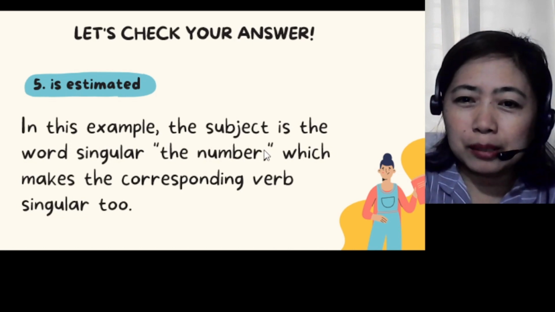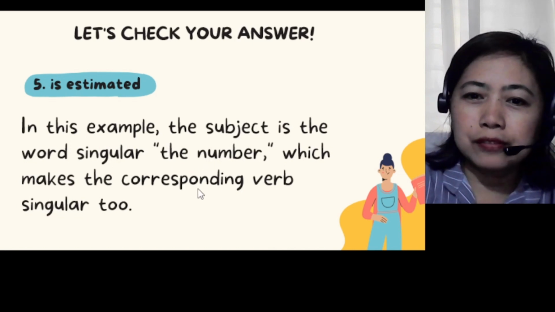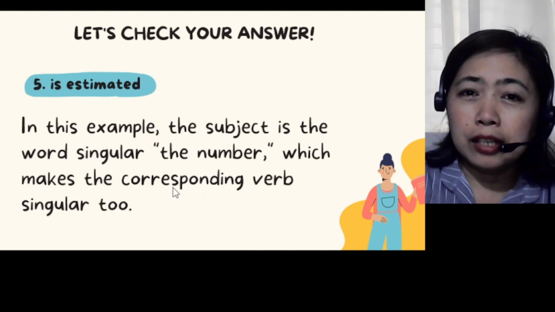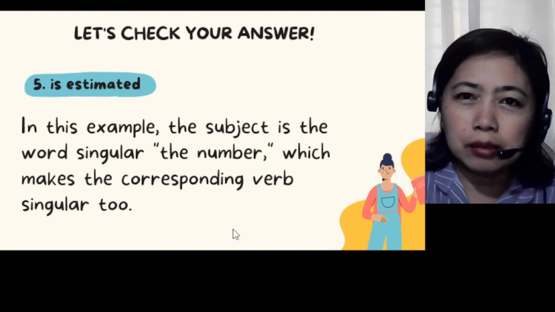So in this example, the subject is the word in the singular, the number, which has to have a corresponding singular verb. A number is actually plural, so you just have to remember that. The number is singular, a number is plural.